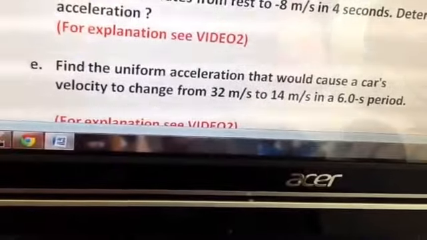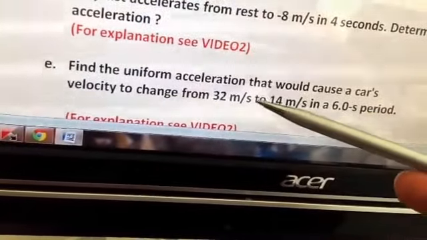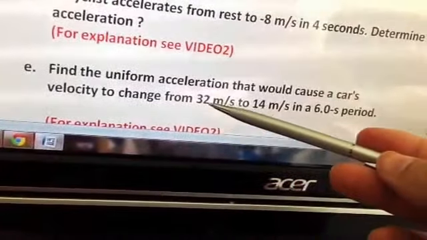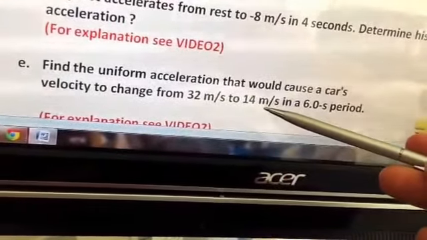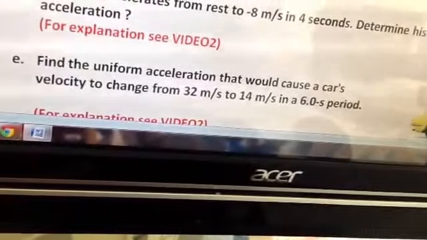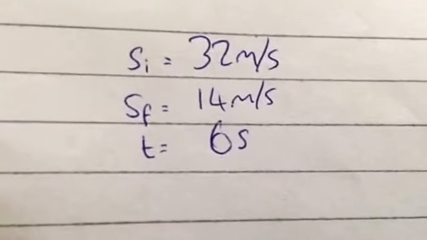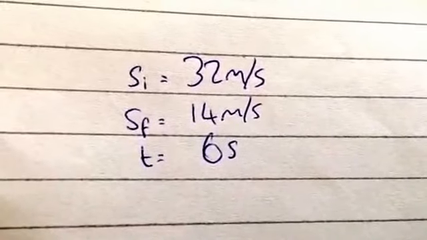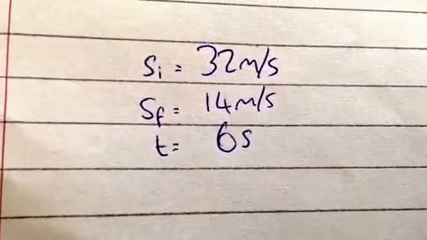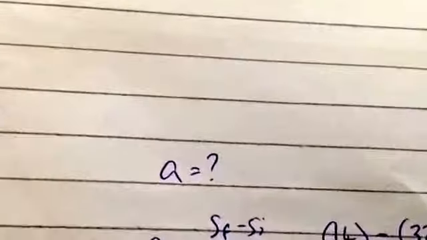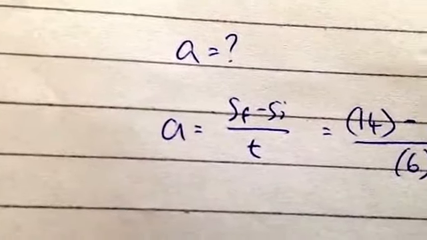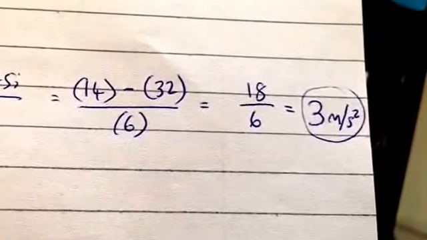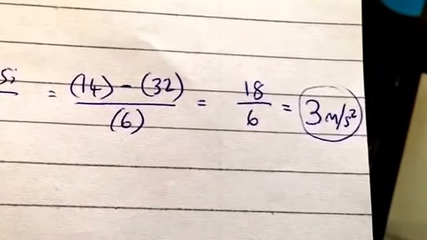Have a go and see if you can solve this one. Find the uniform acceleration that would cause a car's velocity to change from 32 to 14 in 6 seconds. Did you get it right? They gave you three numbers: 32 meters per second, speed initial; 14 meters per second, speed final; time 6 seconds. They wanted the acceleration, so you did the formula, put in the numbers, simplified, and you should have got minus 3 meters per second squared. Well done if you got it right.